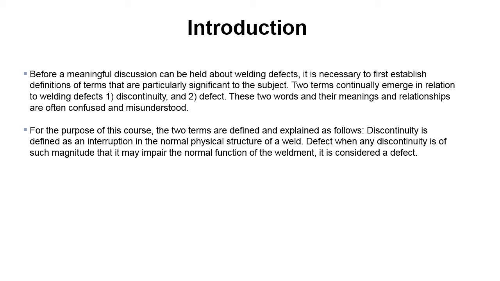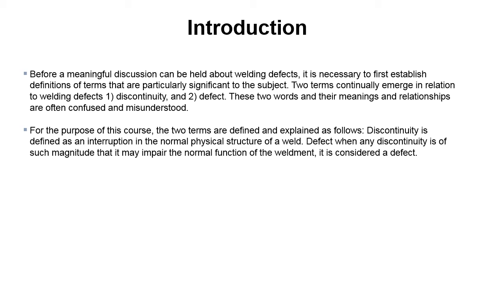Discontinuity is defined as an interruption in the normal physical structure of a weld. Defect: when any discontinuity is of such magnitude that it may impair the normal function of the weldment, it is then considered a defect. So, all defects are discontinuities, but not all discontinuities are defects.